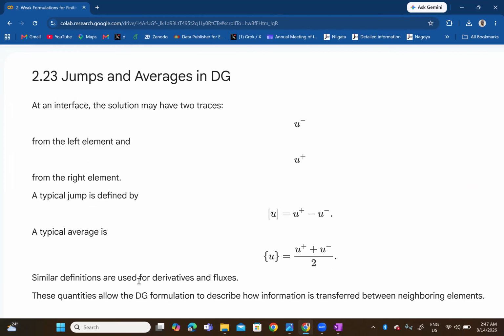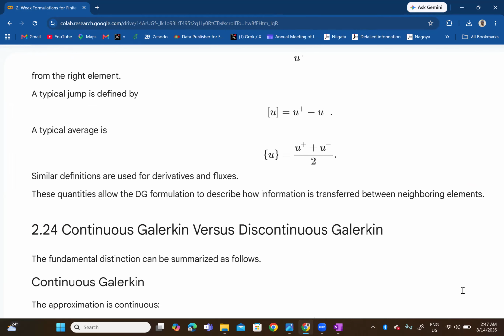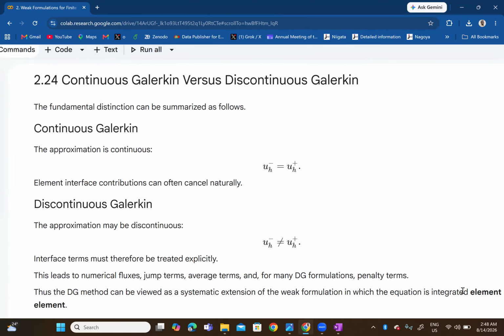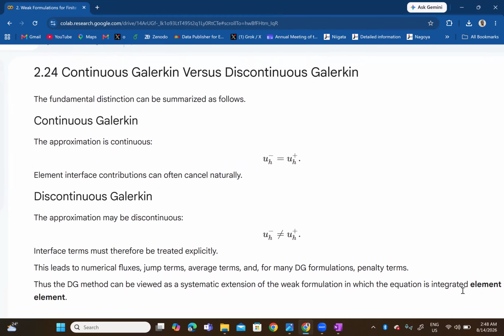Similar definitions are used for derivatives and fluxes. We talked about derivatives and fluxes in the first video. So these quantities allow the discontinuous formulation to describe how information is transferred between neighboring elements, since there's no continuity normally. So talking about continuous Galerkin versus discontinuous Galerkin now.